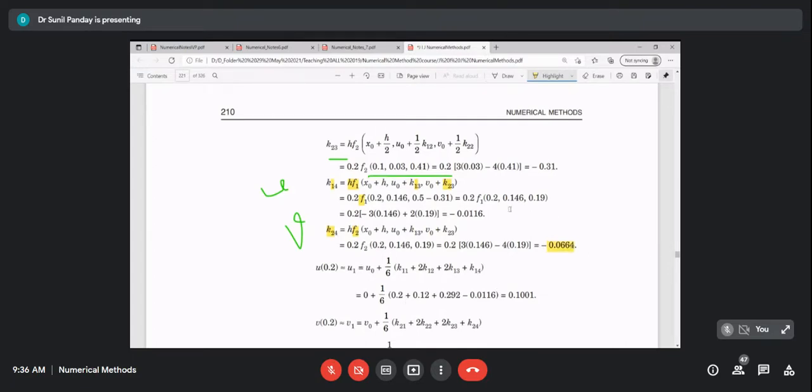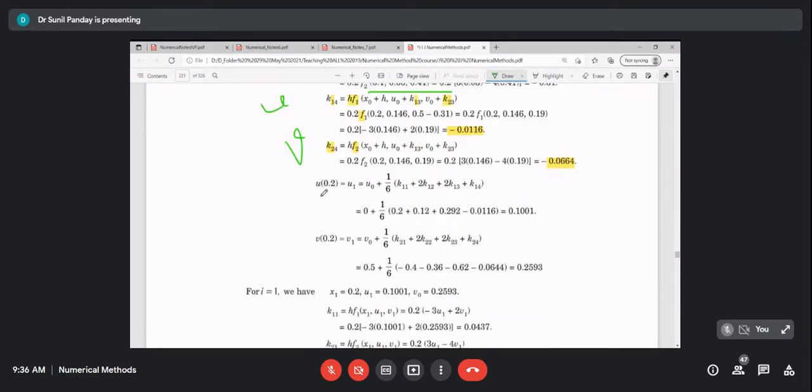So this is k24 and this is k14, and then you know that u1 is u0 plus 1 by 6 of k11 plus 2 k12 and so on. Here you can see that the first index is 1, because we are calculating the updated value for u, and then we substituted all these values. After simplification, we have this as u at 0.2. Similarly, to calculate v, the first index should be 2, and then we have the value of v also.